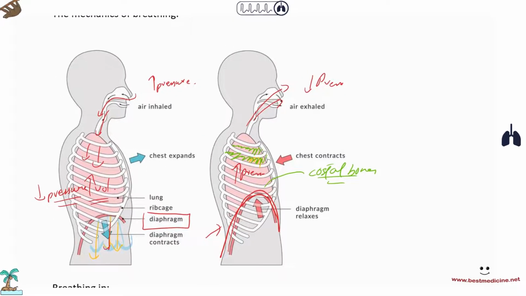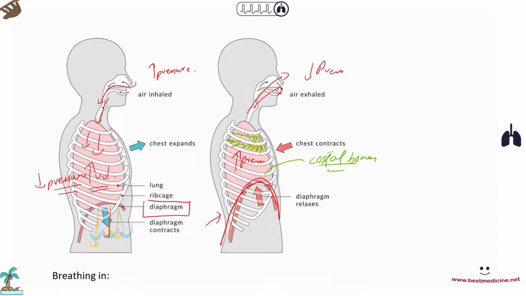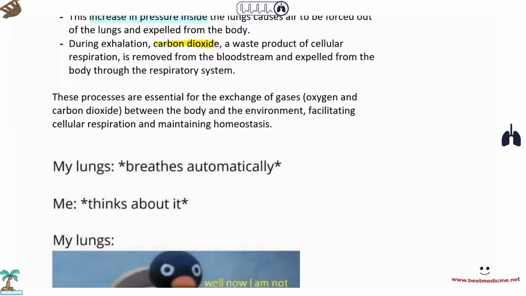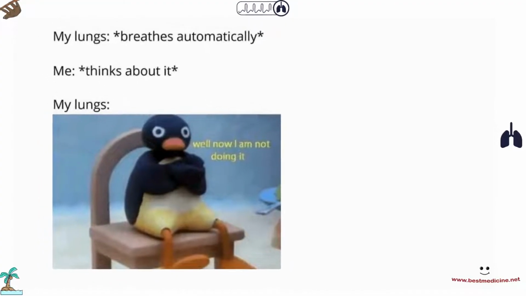Okay, and of course this is an automatic response, right? We breathe automatically. Until we consciously try to become aware of it, normally we just breathe automatically, which I have been doing throughout this lecture, right? So we have a meme on it. My lungs breathe automatically, me thinking about it. And my lungs, well, now I'm not doing it, right? As soon as we start thinking about it, it becomes conscious, and then it stops being automatic breathing.